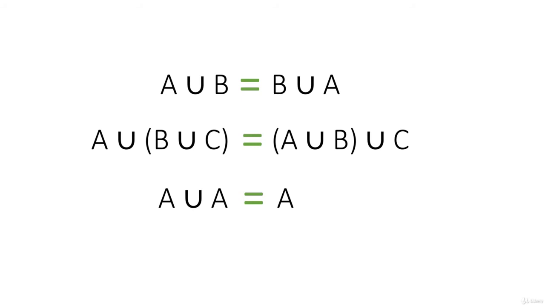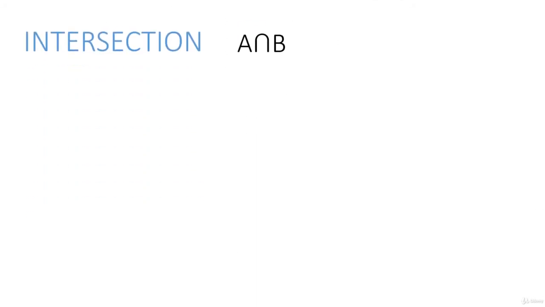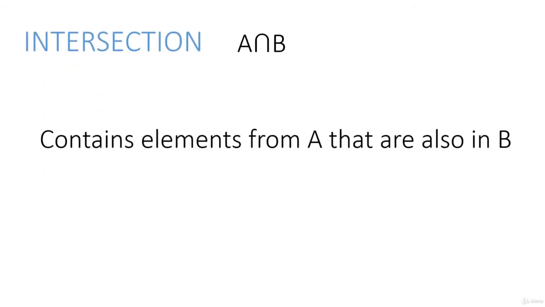And I think that is enough properties, so let's take a look at intersection. What does this basically do? Well, it takes only the elements that are in both sets. We use this upside-down U to describe this operation. And let me show you a few examples.